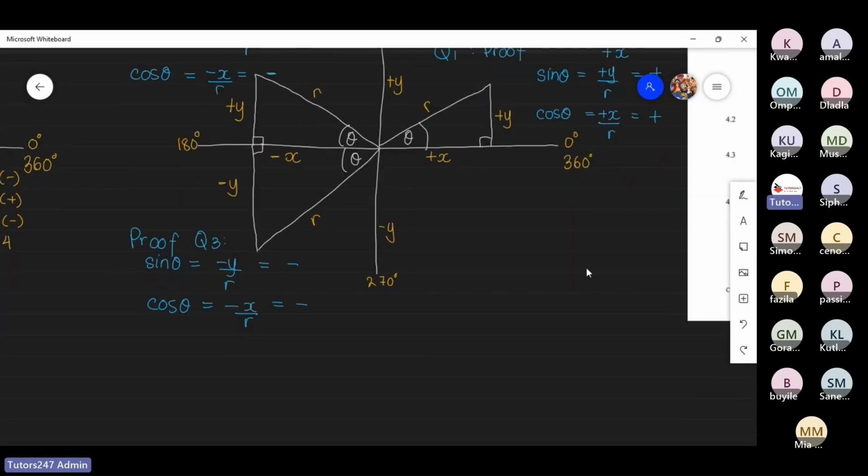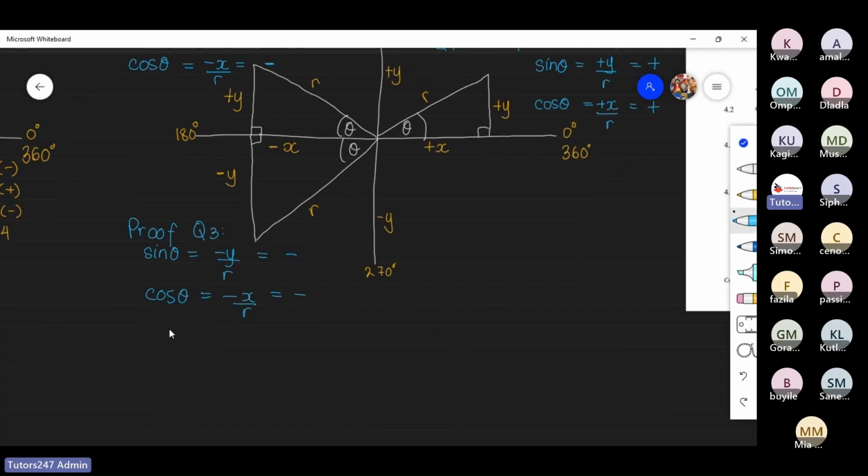Now, lastly, we have tan theta. Keep in mind, we previously mentioned that tan theta is positive within the third quadrant. So let us prove that. Tan theta is equal to opposite, which is negative y, over adjacent, which is negative x. So negative y over negative x, if you have negative divided by negative, that is going to give you a positive.